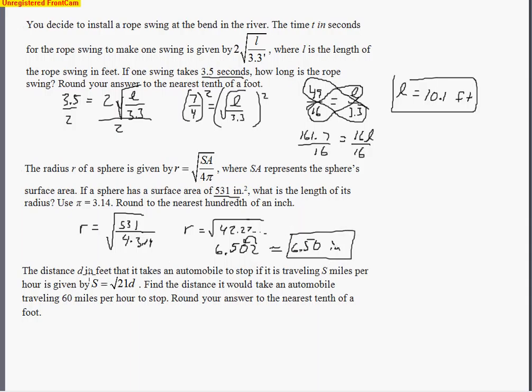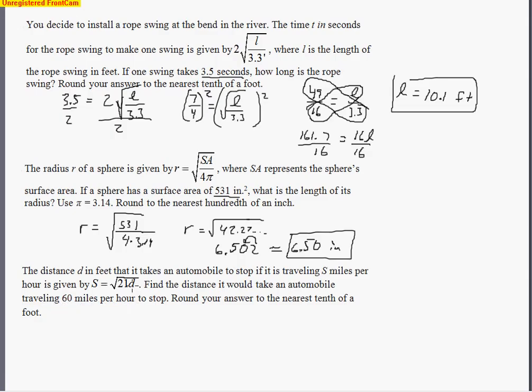So it says the distance d in feet that it takes an automobile to stop if it is traveling s miles per hour is given by this equation. So here they don't have the vinculum, but the vinculum goes over both terms if it's right next to it, and that's what happens unless it tells us different. So typically if it didn't, the d would be out in front of the radical sign. And then it says find the distance it would take the automobile traveling 60 miles an hour to stop.